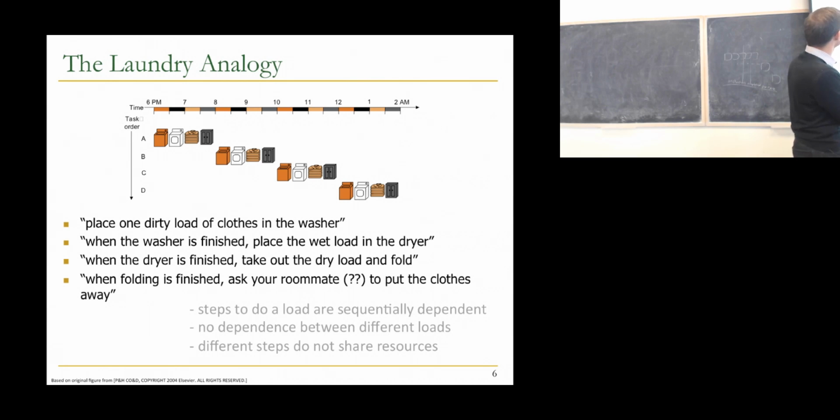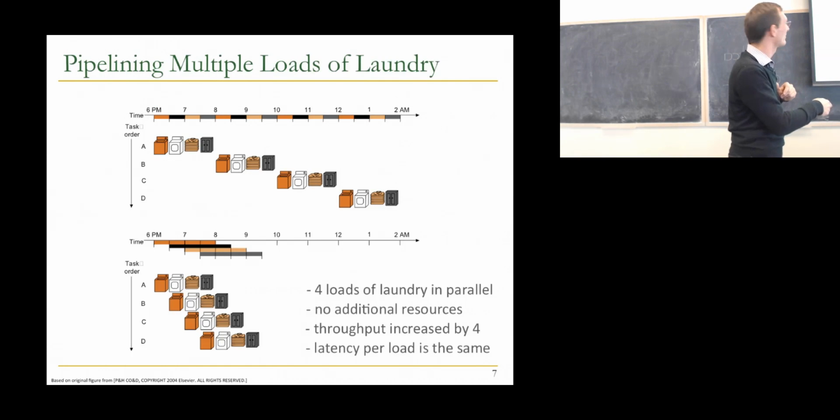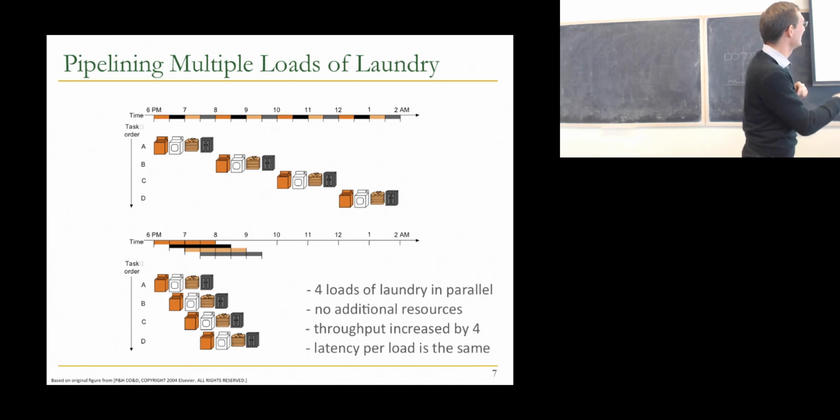If you have these resources, one resource for each, assuming that each resource takes 30 minutes to complete. Washer takes 30 minutes, dryer takes 30 minutes. So pipelining basically reduces that time and improves throughput, right? This is what you get to do four loads of laundry. You can do them in parallel. Basically, once the first load is in the dryer, the second load can go into the washer. Once the first load is being folded, the second load can go into the dryer, and the third load can go into the washer.